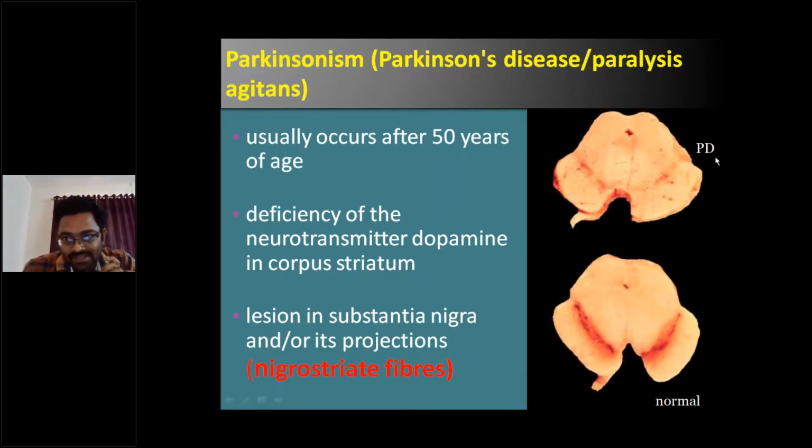This is Parkinson's disease. Here, this is the substantia nigra, and this is a normal condition. This is the horizontal section of the midbrain seen from superior view, right? So cerebral aqueduct, crus cerebri, substantia nigra, tegmentum and tectum. This is a Parkinson's disease patient, and this is normal.